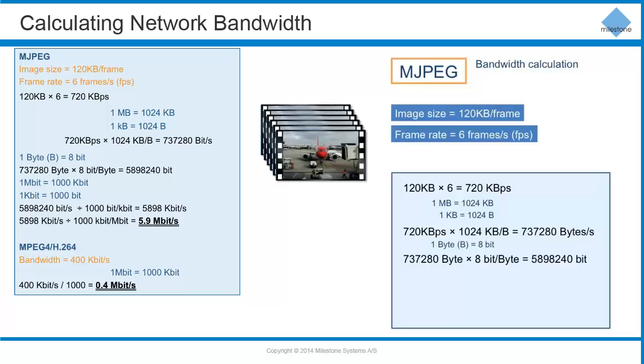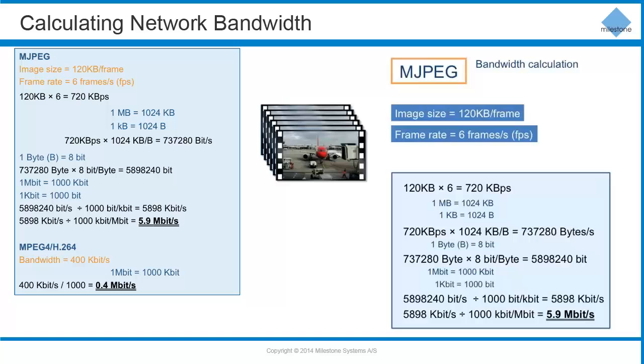In order to do that, we need to convert our total bits into megabits. This is done by using some very simple math. We know there are 1,000 bits in a kilobit and 1,000 kilobits in a megabit. So we simply need to take our 5.8 million bits, divide by 1,000 to get to kilobits, and divide by 1,000 once more to get our final megabit per second calculation. The final result is 5.9 megabits per second. This is how much bandwidth our one camera will consume.